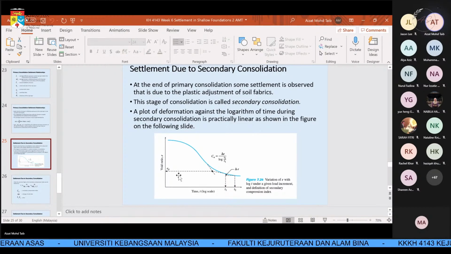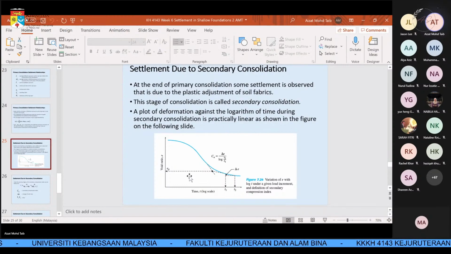Okay, so this is your void ratio. So as time increases, your void ratio will decrease. Okay, so variation of e with log t under a given load increment and definition of secondary compression index. Okay, so t1 and t2, as you can see, the void ratio. A plot of deformation against the logarithm of time during secondary consolidation is practically linear.